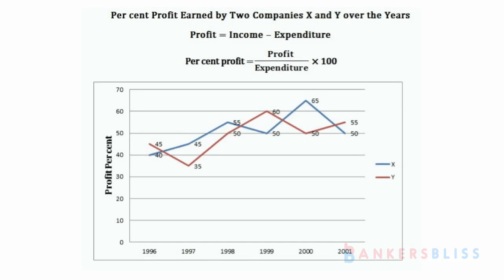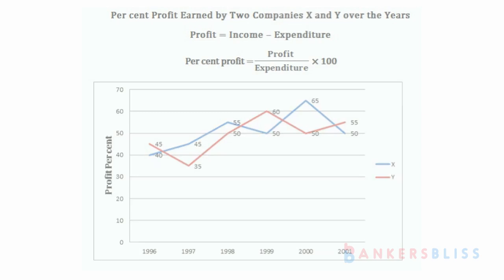Problem number 16. Percent profit earned by two companies X and Y over the years. Profit is equal to income minus expenditure. Percent profit is equal to profit by expenditure into 100. So profit percentage has to be calculated on the expenditure. Okay, come to problem number 16.